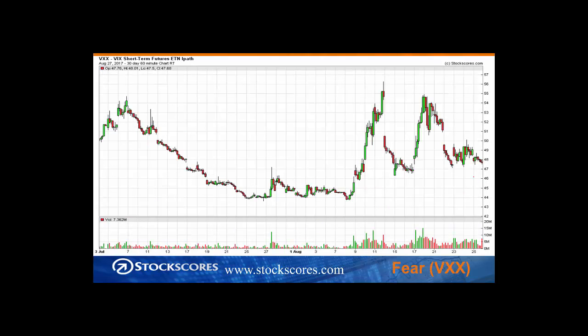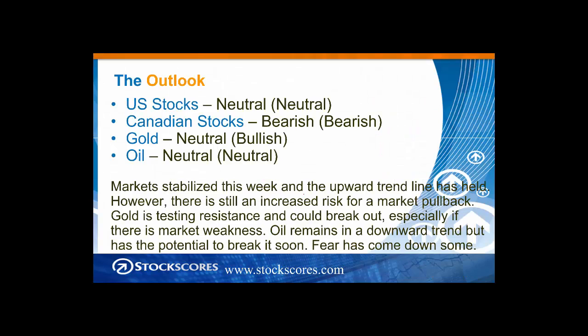And finally, the fear chart. Well, we've seen fear come back down quite a bit, but it's still at elevated levels relative to where we were. And so I think the market's still showing concern, and that shows up in those equity charts that we look at each week. So my ratings then: neutral, long and short term on US stocks, but at a critical point.